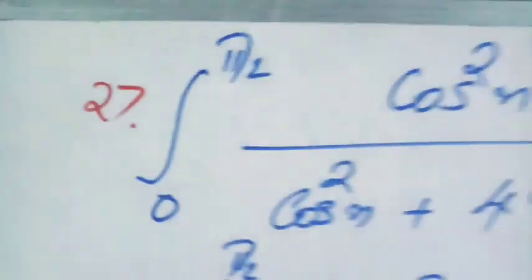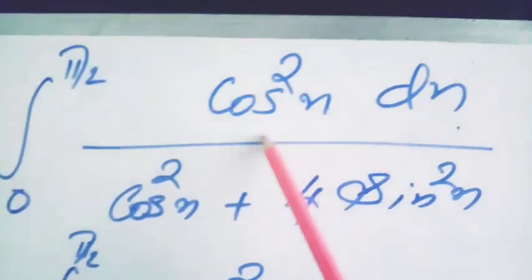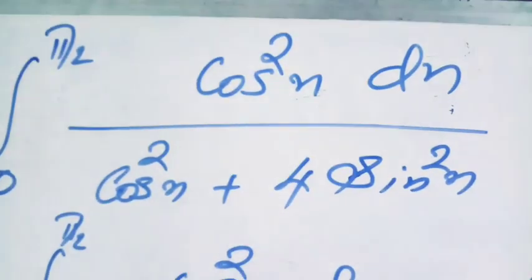And question number 27. See this, another question 27. Integral 0 to pi by 2 cos square x dx by cos square x plus 4 sin square x.